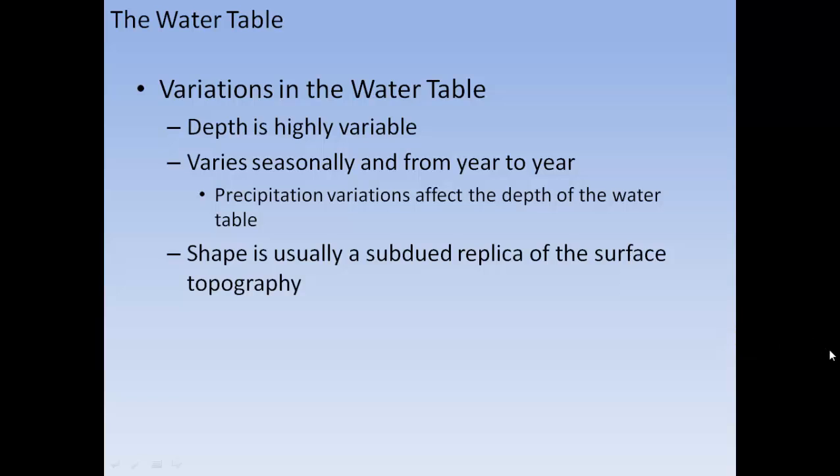Variations in the water table. The depth is highly variable. It varies seasonally and from year to year. Precipitation variations affect the depth of the water table. The shape is usually a subdued replica of the surface topography.